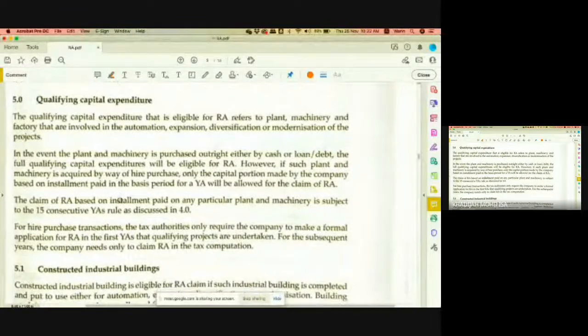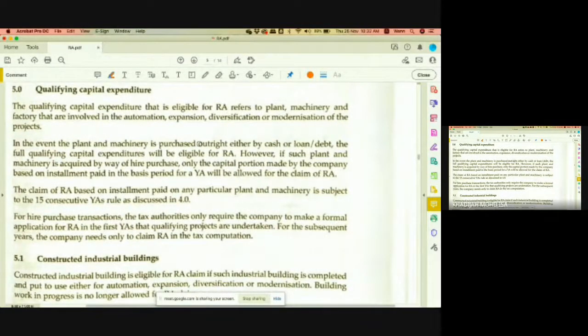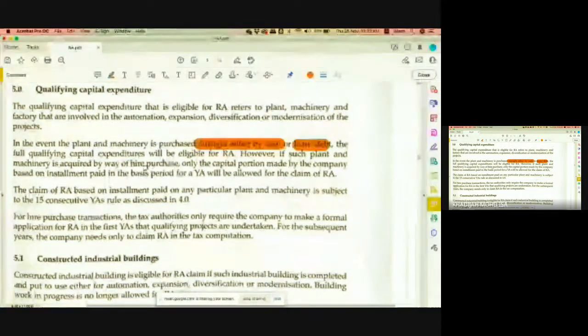Now, what is qualifying capex? It refers to when you purchase outright, your capital expenditure. It means that you purchase your machine or you incur expenditure on your factory. If it is by cash or loan, the total amount will be given as qualifying expenditure. However, if it's under hire purchase, then you have to look into the capital portion made during the year.